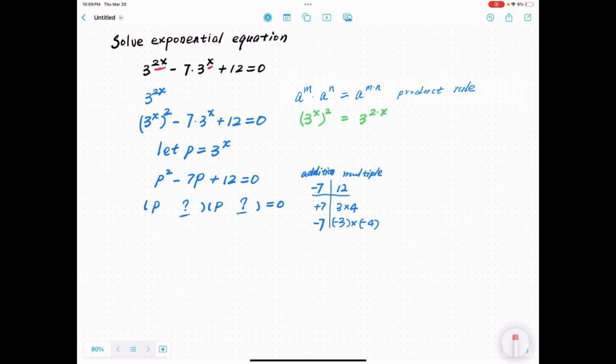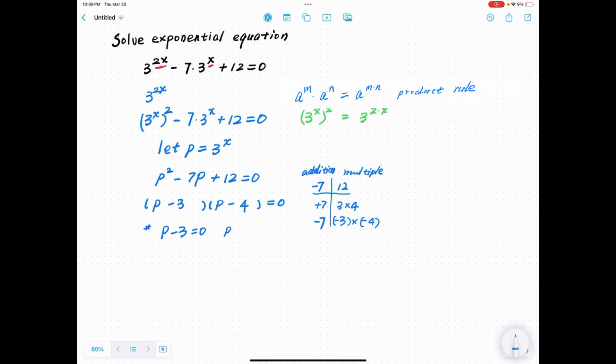All right, then we can put minus 3 and minus 4 here. So it's going to be p minus 3 times p minus 4. I've factored this quadratic equation. See, we have two solutions. First solution is p minus 3 equals 0, which means p equals 3. And the second solution is p minus 4 equals 0, which means p equals 4.